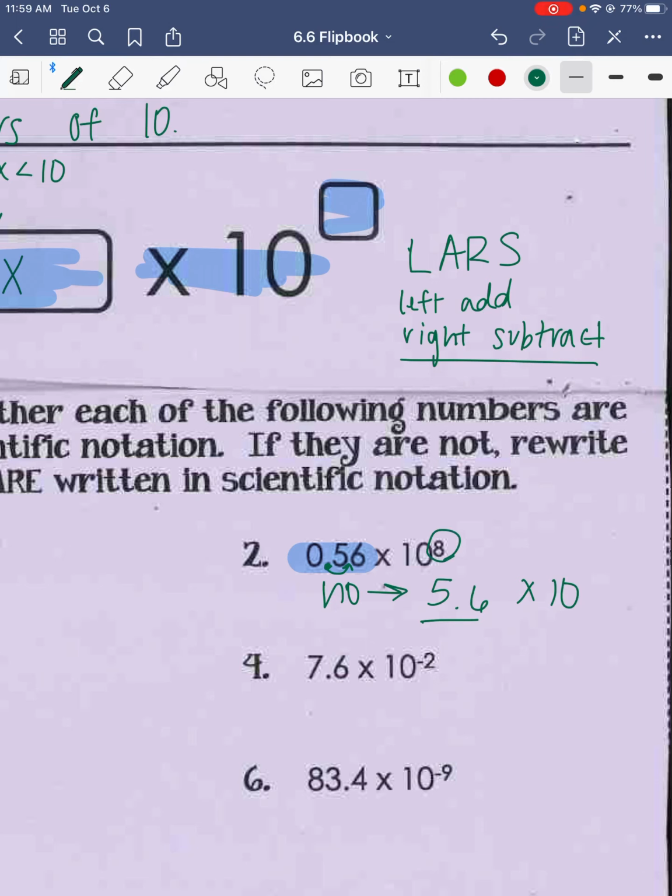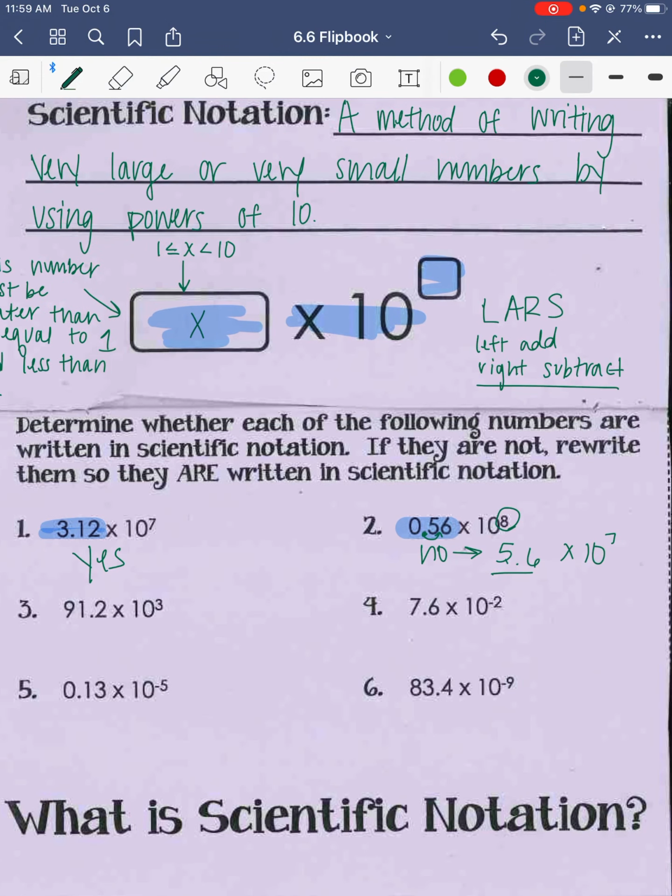So we had 0.56 times 10 to the 8th. We're going to move the decimal 1 to the right, so we're going to have 5.6 now times 10, and then we're going to subtract 1, so it's going to be times 10 to the 7th. Okay, so that's how you can adjust your scientific notation there.